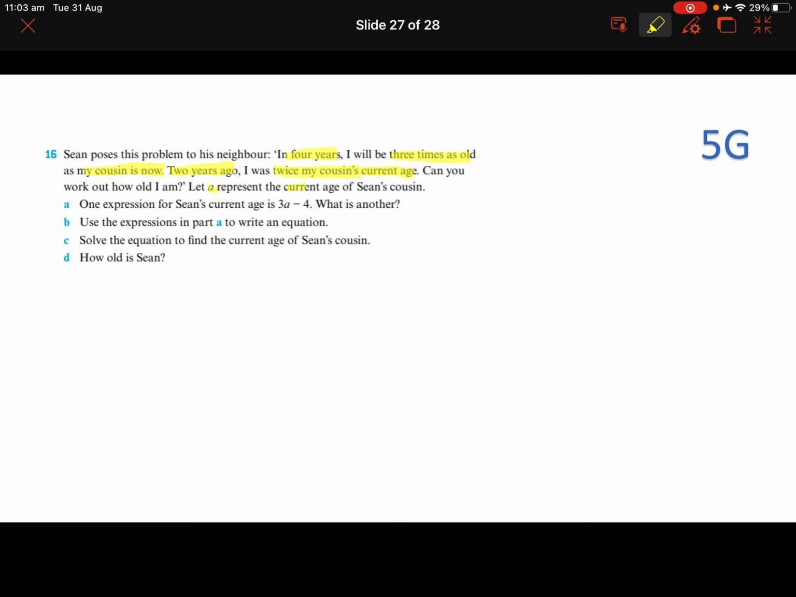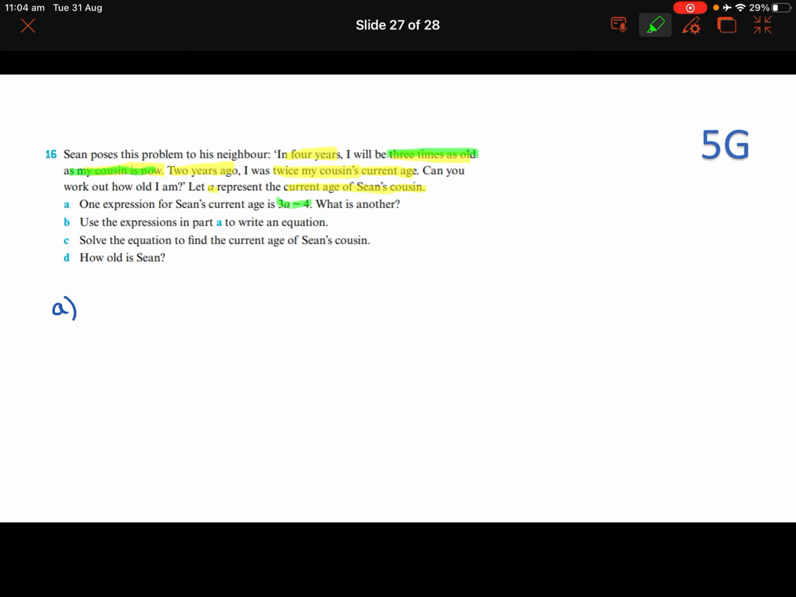Let A represent the current age of Sean's cousin. Okay, there's a lot in that, but pretty much he's giving us 2 options for his age compared to his cousin's. So in part A, it says one expression for Sean's current age is 3A minus 4. They've gotten that from, and I'll do it in green highlighter, where it says that Sean will be 3 times as old as his cousin now. So that's where this 3A comes from. But that's in 4 years' time. So that's why it's got minus 4.